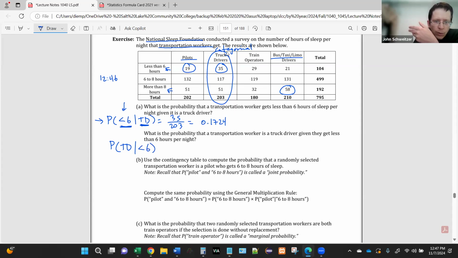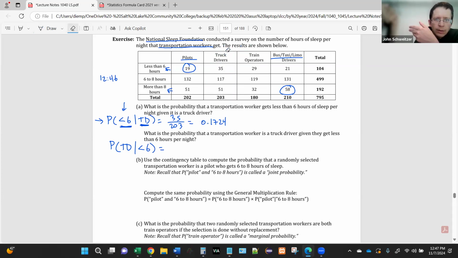Okay, so what happens there? Well, usually it can make a difference. Usually it makes a difference. Sometimes it's a big difference. Sometimes it's a little difference.